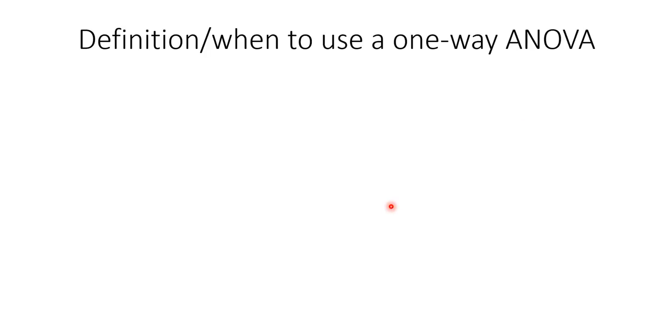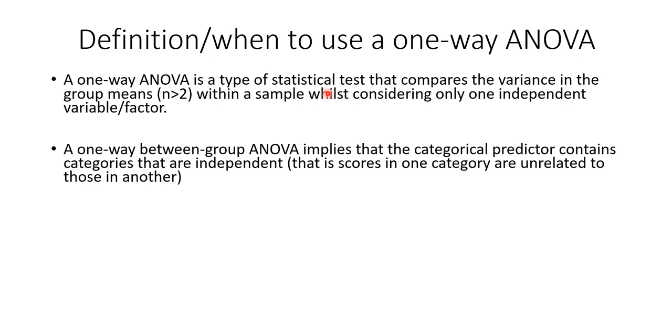Typically you would use a one-way ANOVA when you're comparing more than two means. So comparing two means, typically you'd run a paired t-test or an independent t-test depending on your experimental setup. So this has one independent variable. This could have 3 groups, 10 groups, it wouldn't matter as long as you just have one independent variable.